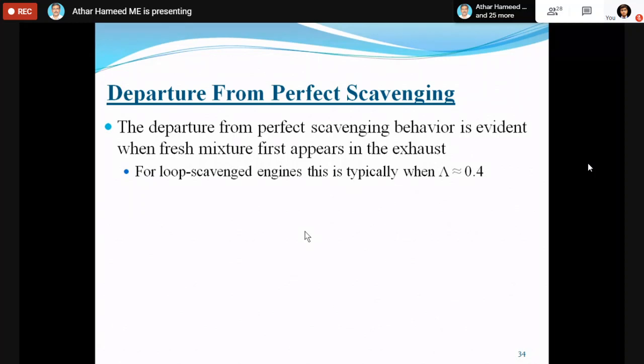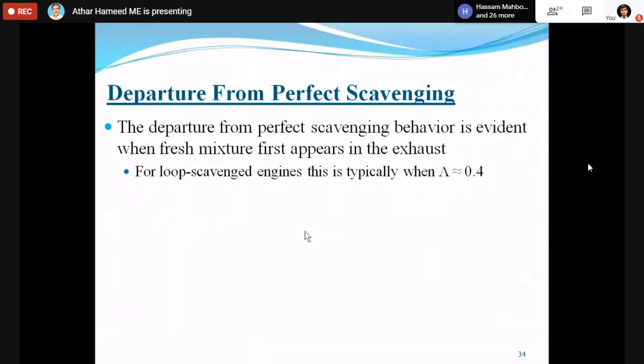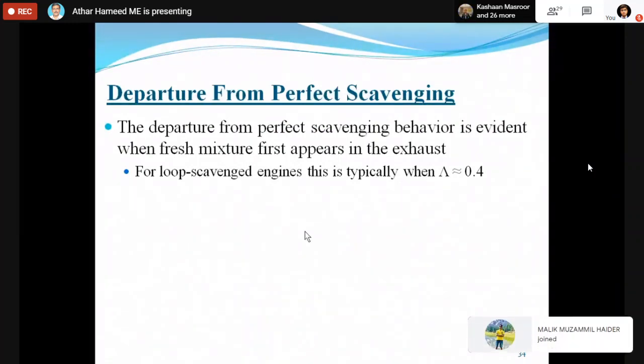a hump shaped deflector. So when the fresh charge is coming inside from the transfer port, it is deflected towards the top, and then from that deflection it comes down and pushes out the gases from the exhaust port. Either it is a flat or slightly humped piston in the loop scavenge.